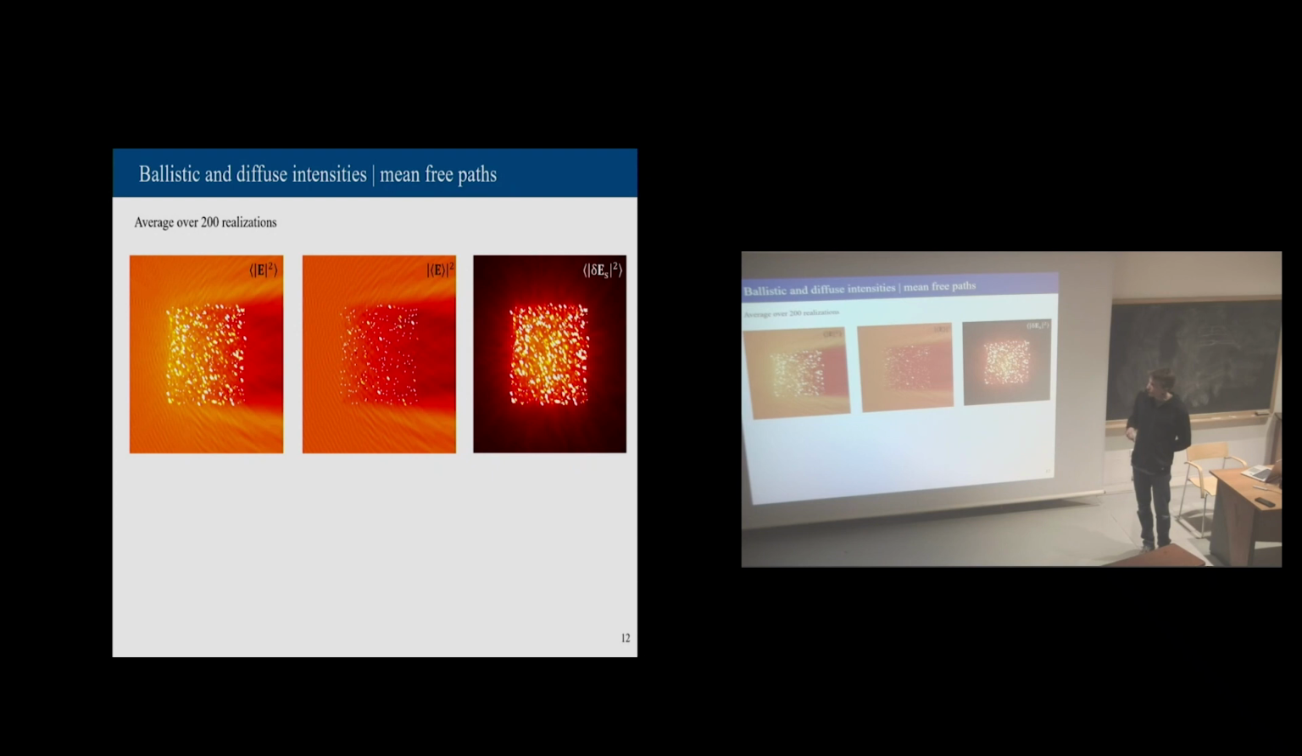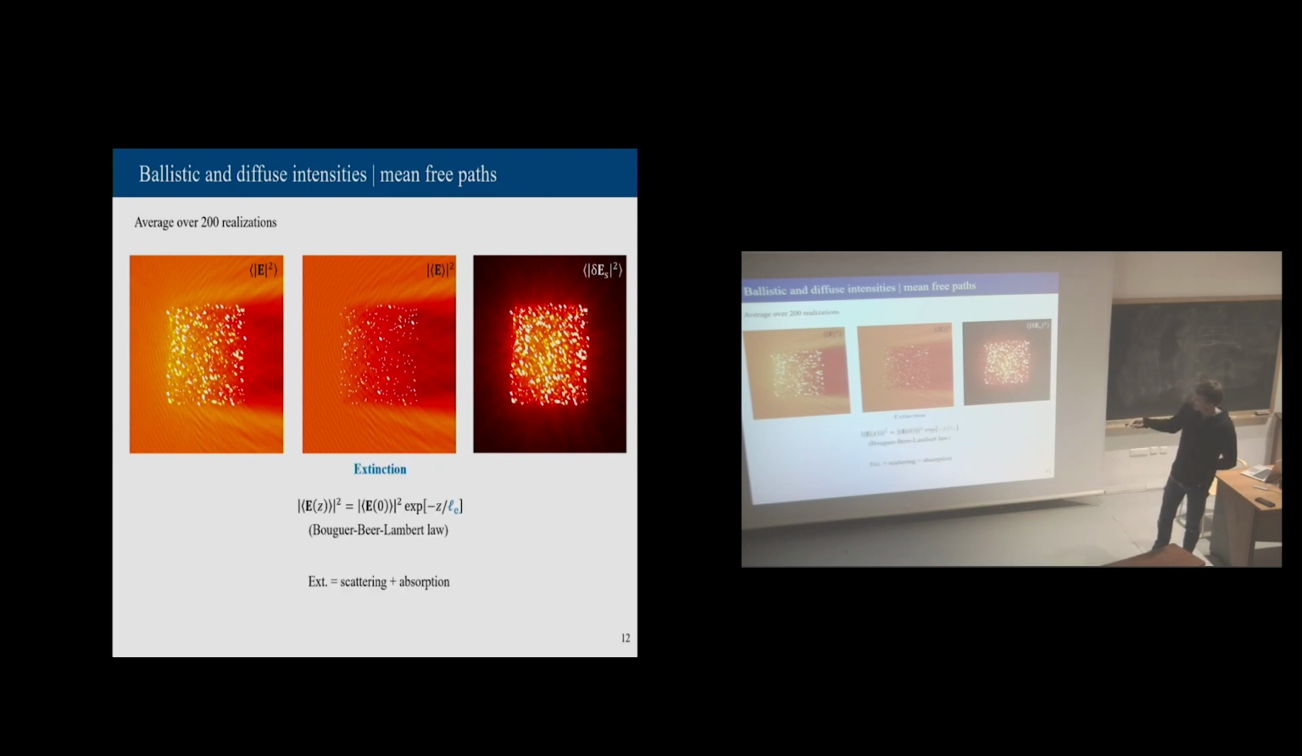So now if you do an average numerically of our 200 realizations, you can make this decomposition. You see that the speckle almost disappeared. You still have some diffraction, which is normal because the system is of finite size. The ballistic component describes the extinction of waves in the medium, and this is exactly the Bouguer-Beer-Lambert law in the system.